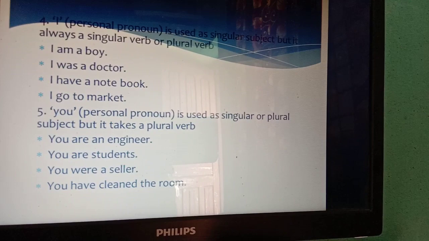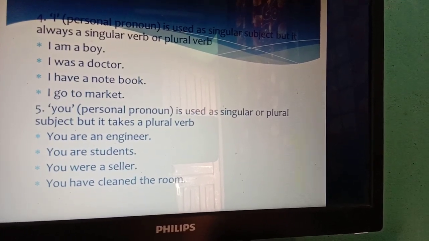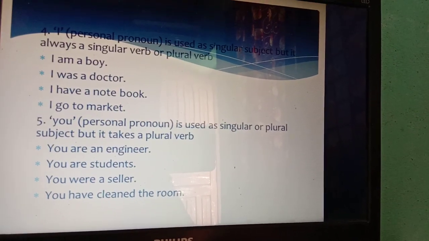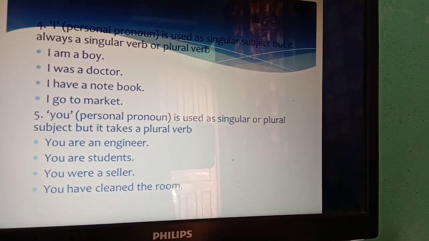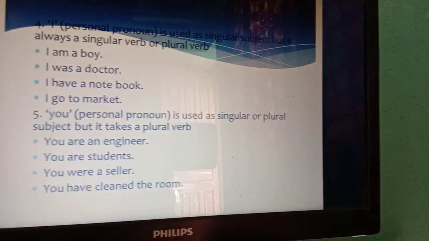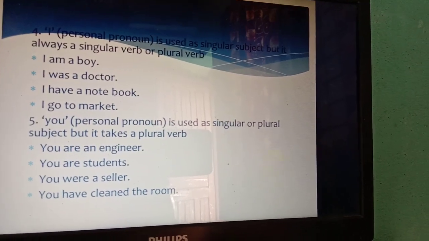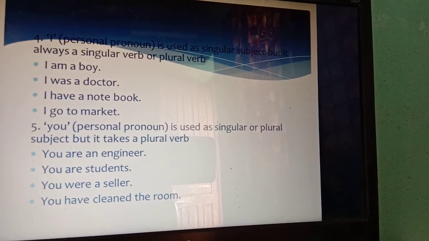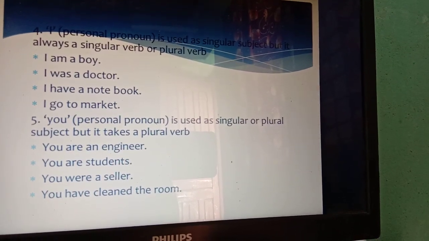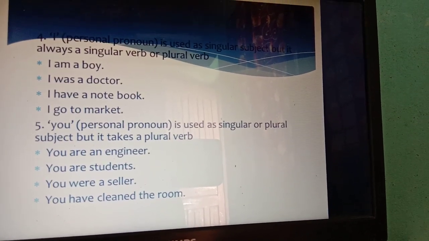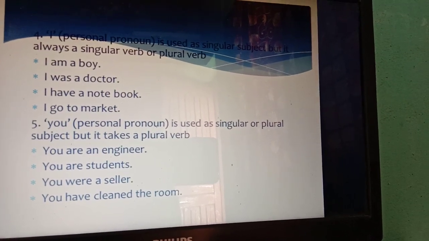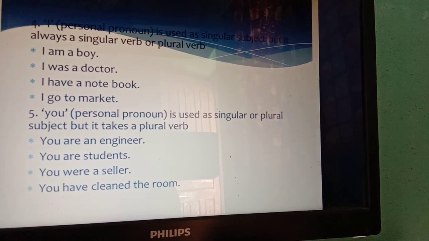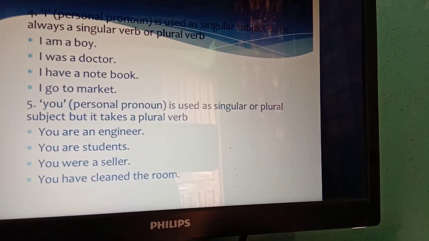The am is a singular verb. I was a doctor. The was is a singular verb. I have a notebook. The have is used as a plural verb. I go to market. The go is again a plural verb. You must also remember that only with I can am be used. So it's a very exceptional rule that you should remember.